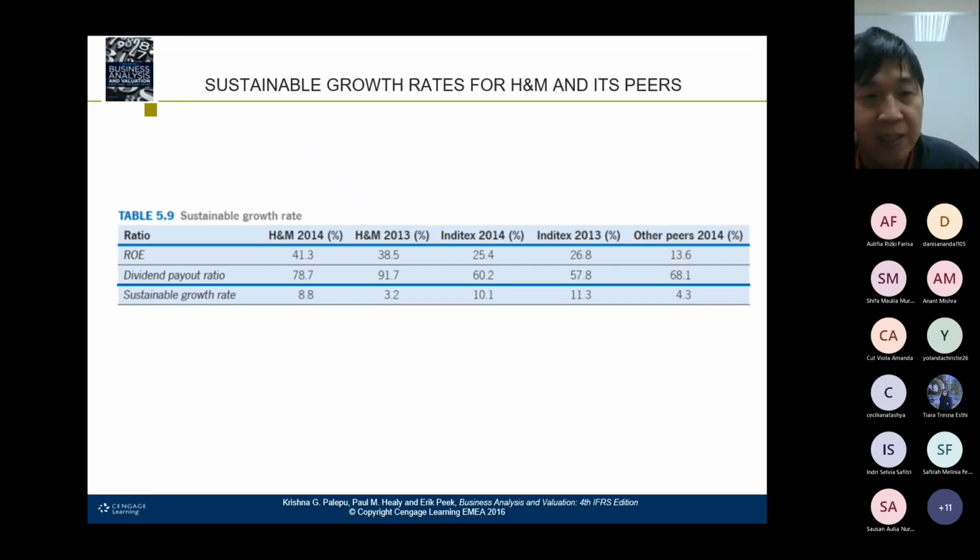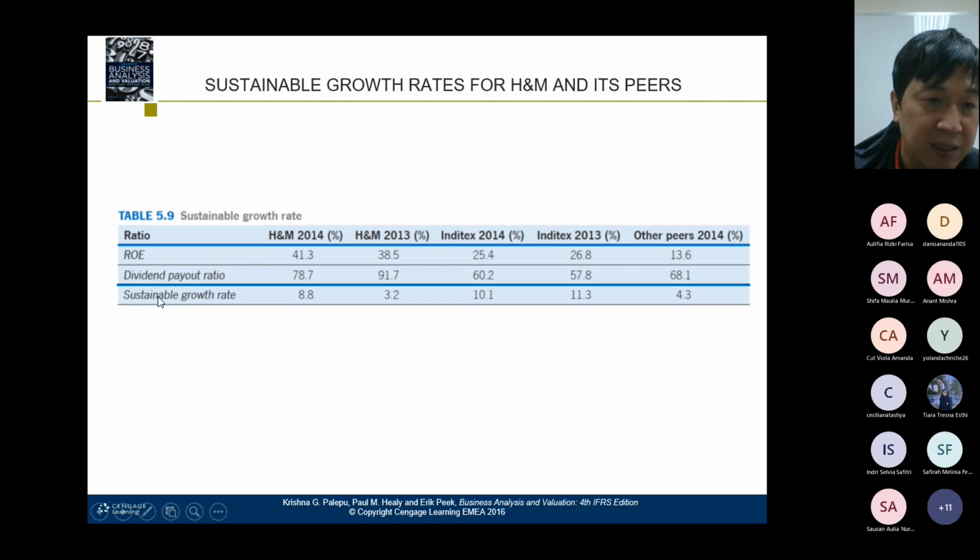Here ROE is a subscript. So to calculate it, 41.3 times 1 minus 78.7 percent, multiplying the 41.3 by 1 minus 78.7, you get the sustainable growth rate of 8.8.